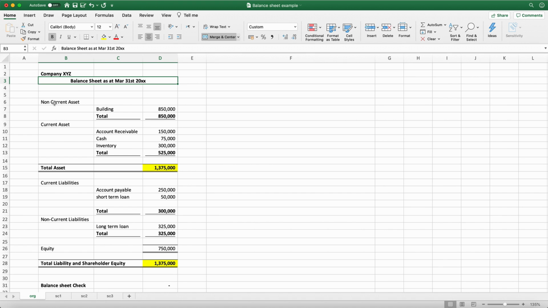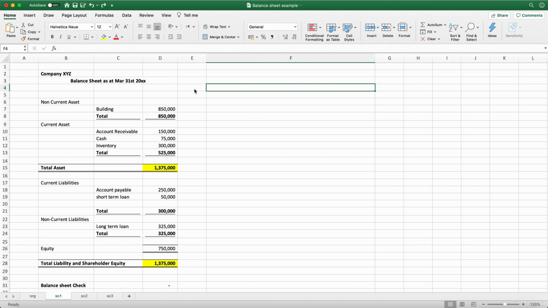Asset is also divided into two, non-current asset and current asset, and the second section is divided into current liabilities, non-current liabilities, and equity. When we say the balance sheet is balanced, what we mean is total asset should match total liabilities and shareholder equity. These two totals here should match each other 100%. We put one checkpoint. This checkpoint is taking the difference between both totals, and the checkpoint should be 0 all the time. Let's start exploring some different scenarios of our business.